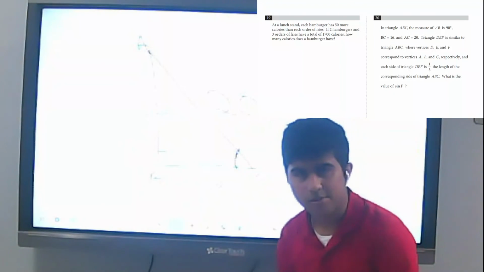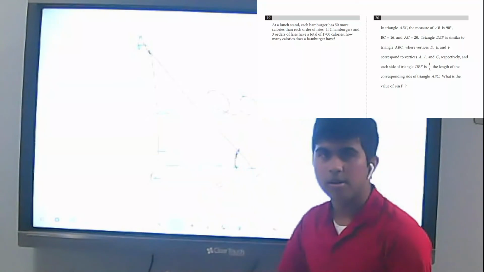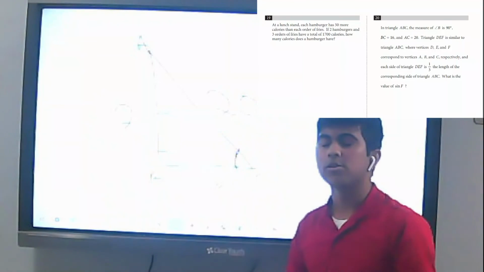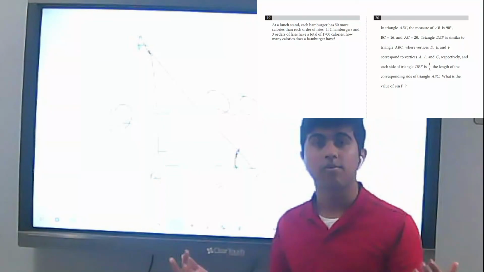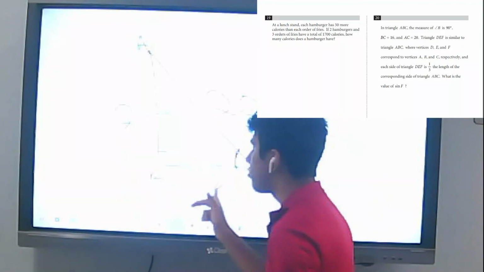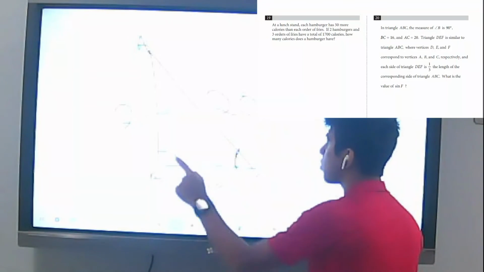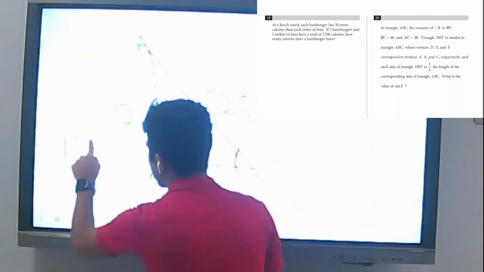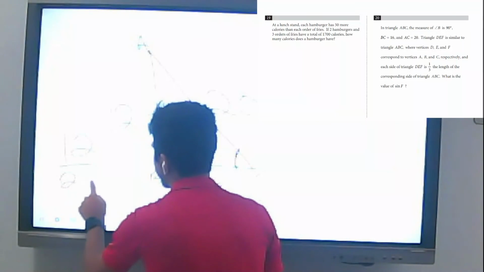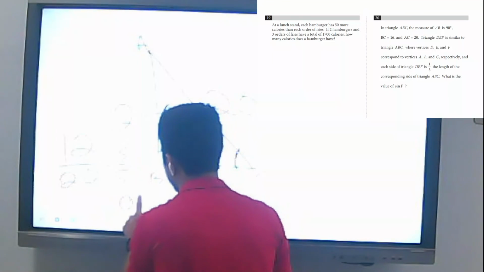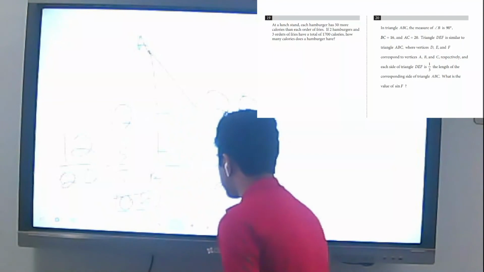Now we use the Pythagorean theorem. 20 squared minus 16 squared, take square root of that is 12. Use the Pythagorean theorem, or you can use a Pythagorean triple of 3, 4, 5. This is 3 times 4, 4 times 4, 5 times 4. Sine of C is 12 over 20. So sine of F is also 12 over 20, and that is going to be 3/5, or 0.6. And that is our answer.